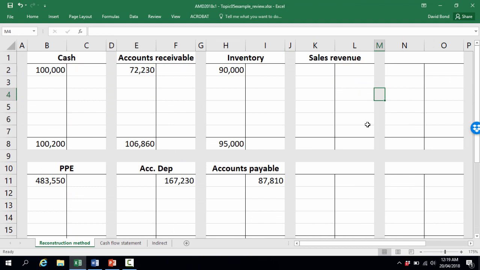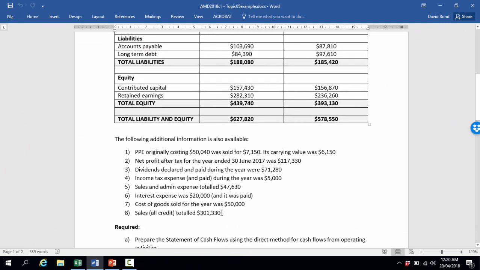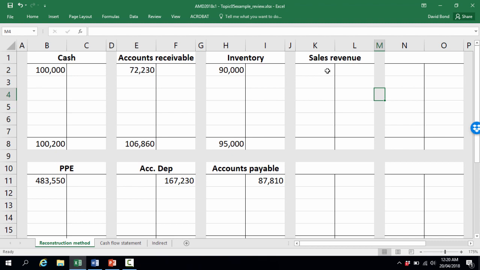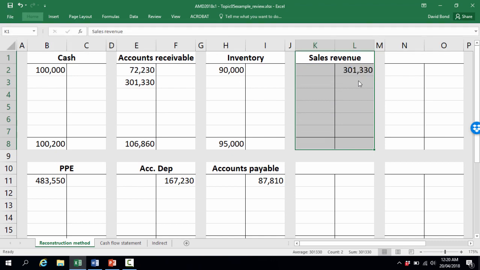Okay, so if we start at the top, when we're looking at receipts from customers, what we're interested in is what they collect from sales revenue. So sales revenue, if we had the entry for it, let's have a look at what the information is. Sales revenue was 301,330, and if we were making an assumption that this was on credit, or actually we don't need to make that assumption, it's here. But even if it wasn't stated, it's easiest for our purposes to assume it was all on credit, which would mean you have an entry of debit accounts receivable 301,330, credit sales 301,330. So we'll put that in. So debit accounts receivable 301,330, credit sales revenue 301,330.